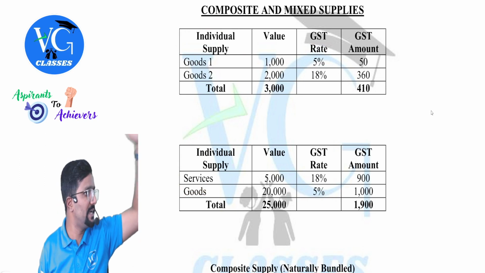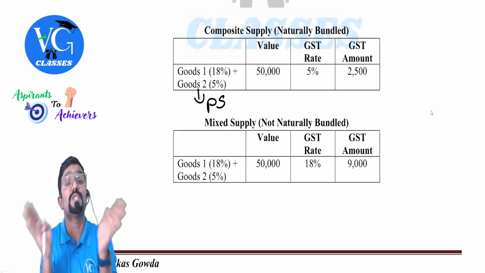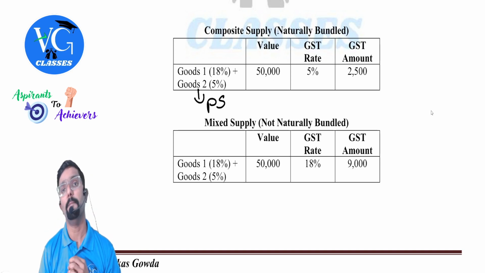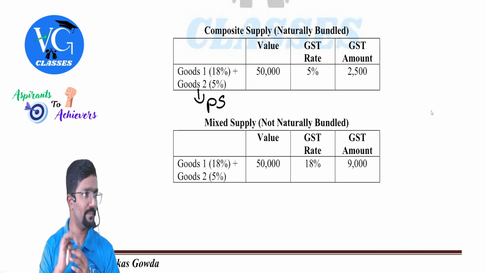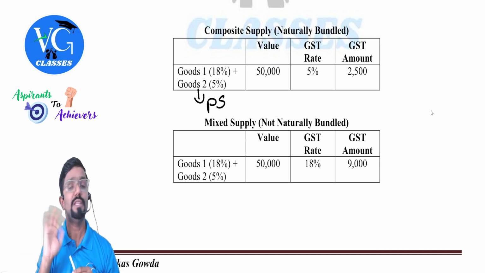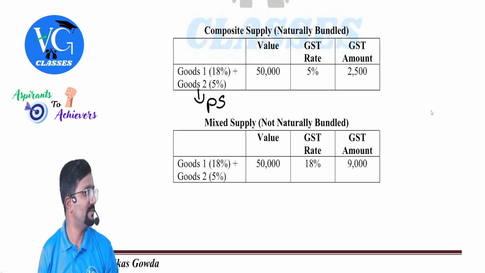So that is an exception. We need not check about it. When two or more goods are supplied for a single price together, only then we will check whether it is composite or mixed. Okay. Naturally bundled, then understood. What is naturally bundled? Actually, in the law, they have not defined what is naturally bundled. It is left for the industry to decide.